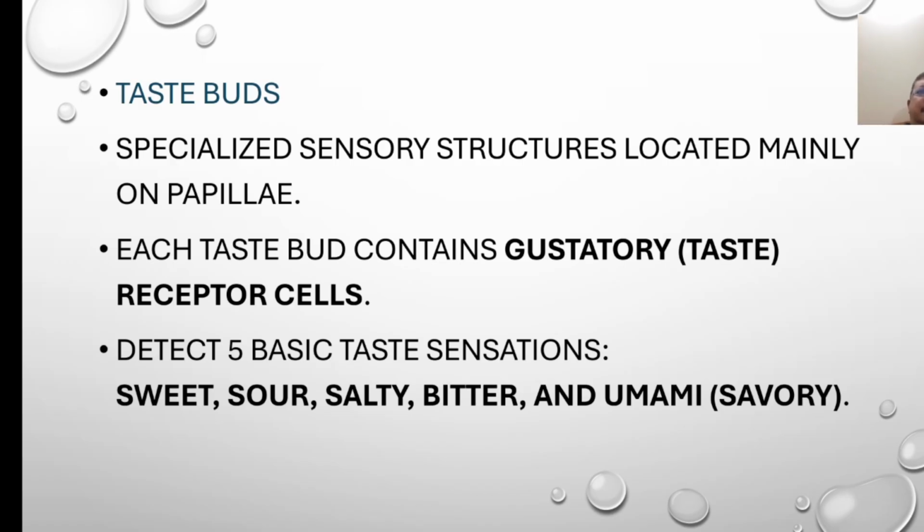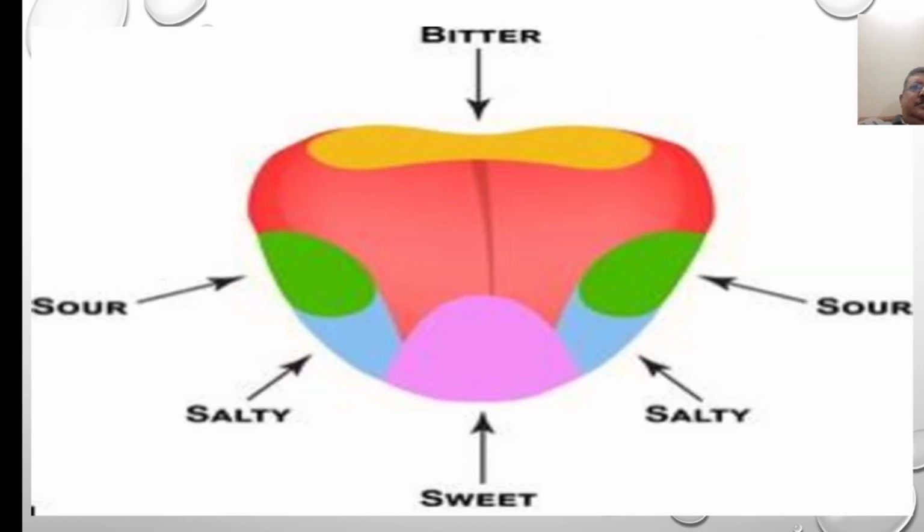Taste buds, specialized sensory structures located mainly on papillae. Each taste bud contain gustatory taste receptor cells. Detect 5 basic taste sensations: sweet, sour, salty, bitter, and umami, that is savory. So this is the area, different area.